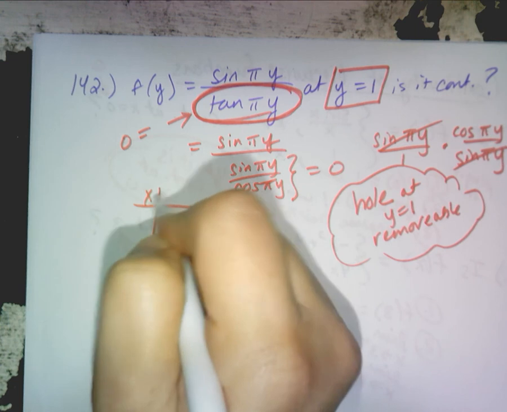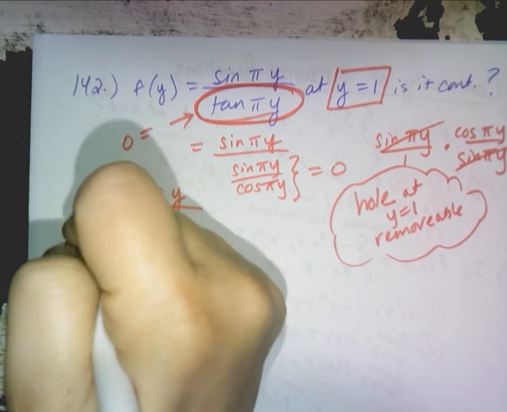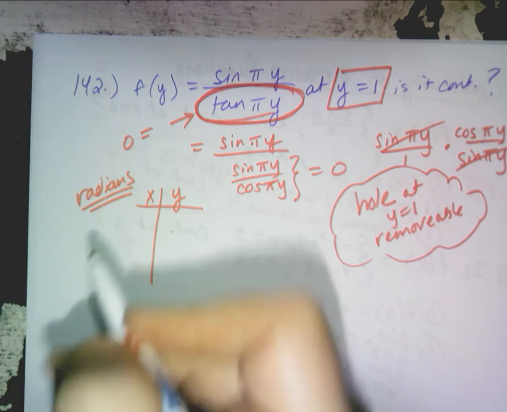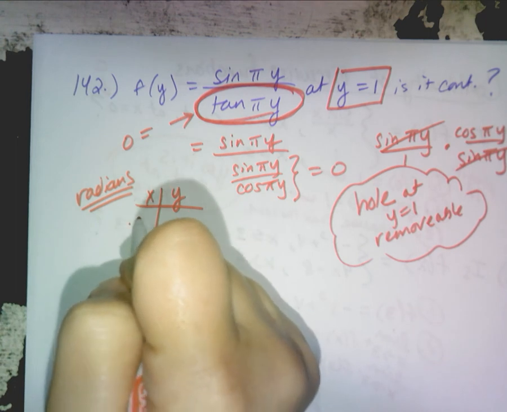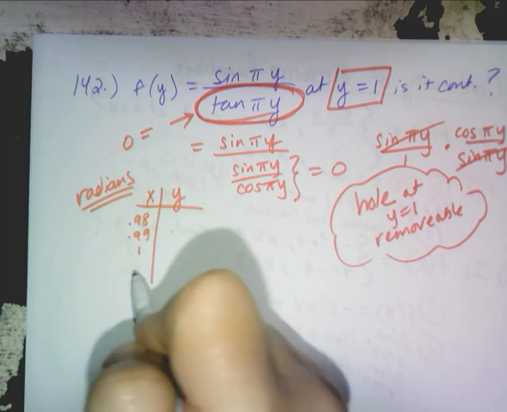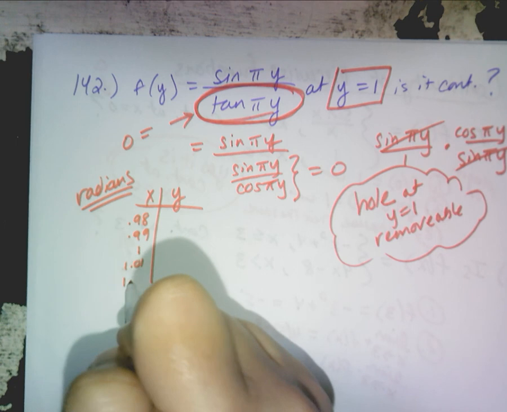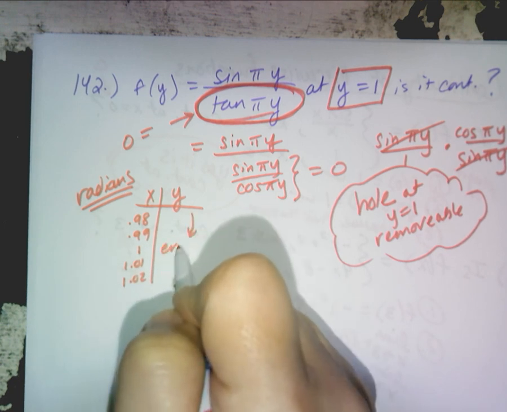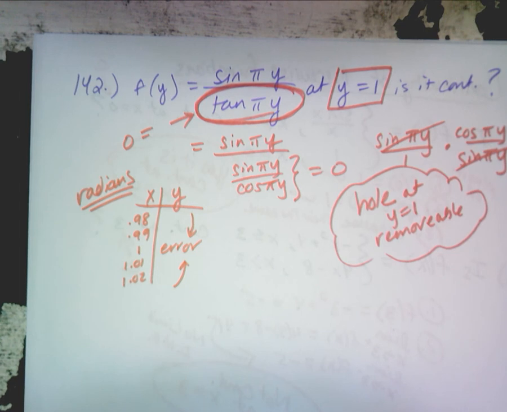You can put it in your calculator. I'm writing all different ways to do this because I'm nervous for you. Make sure it's in radians. And you could do 0.98, 0.99, 1, 1.01, 1.02, and look to see what you're approaching. And you'll actually see there's an error right here. There's a hole right there in the graph. So just 2 ways to do that one.